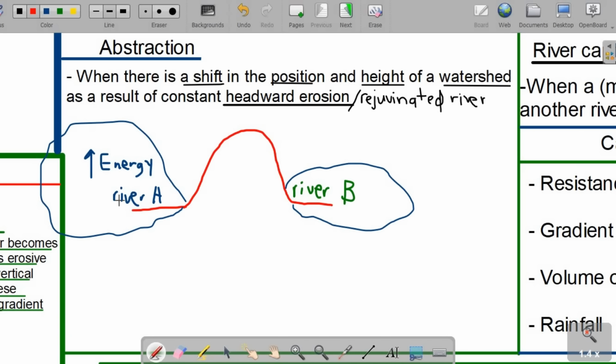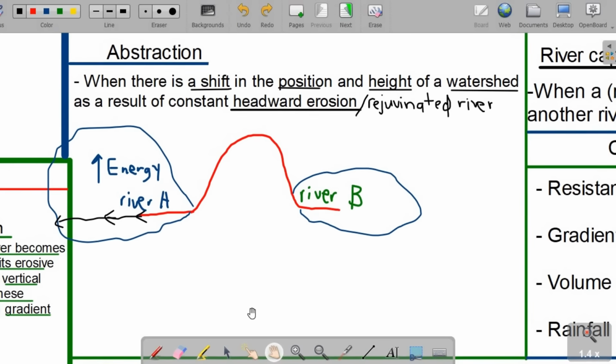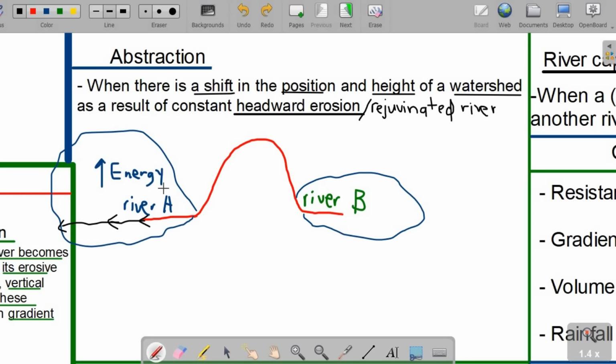Now let's say that river A is flowing towards the west. Okay, so it's flowing that direction, meaning its mouth is somewhere there, right? But now it gains energy, right? So it could be a change in gradient, an increase in rainfall, so on and so on, one of the causes of river rejuvenation. Now, river A will have a higher energy and will hence have a higher erosive power. So now river A will start to erode the watershed via headward erosion.